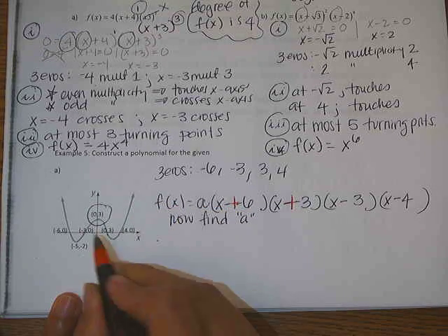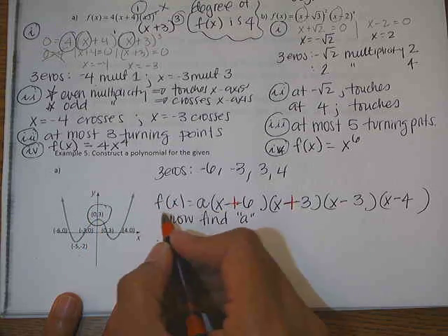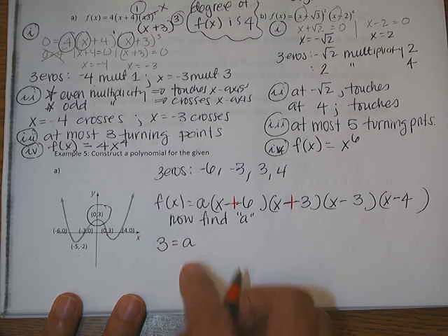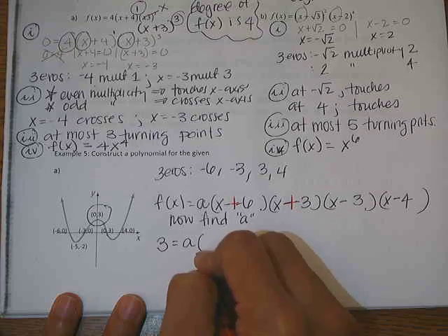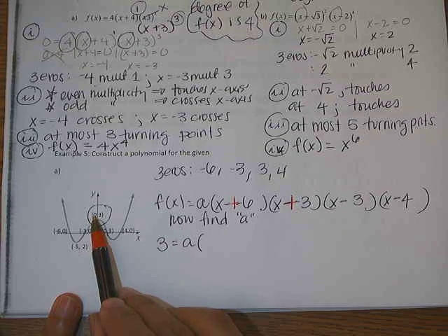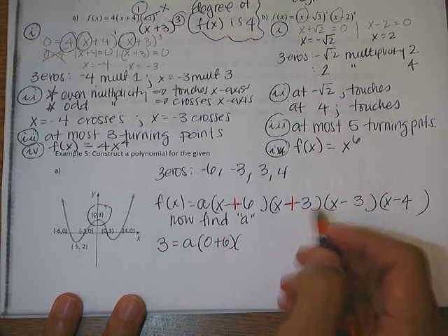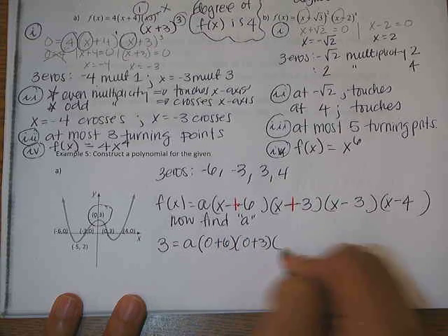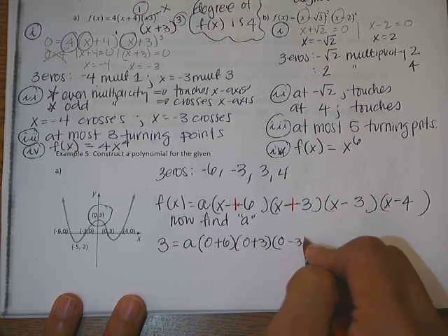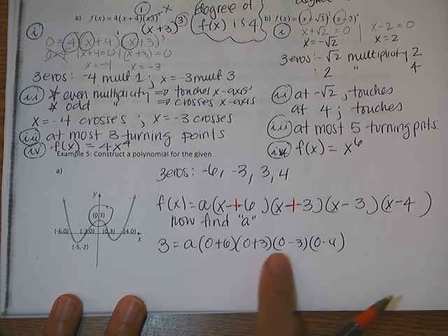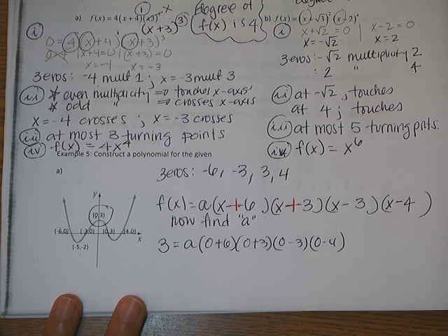So I'm going to start with when x is 0, y is 3. So this is y, so I'm going to let that be 3. And A is what I'm trying to find, so I'm going to keep A as A. So every time I see an x, I'm going to put in 0. So 0 plus 6 times 0 plus 3 times 0 minus 3 and times 0 minus 4. Okay? Well, 0 plus or minus anything is itself, so we can just now multiply.